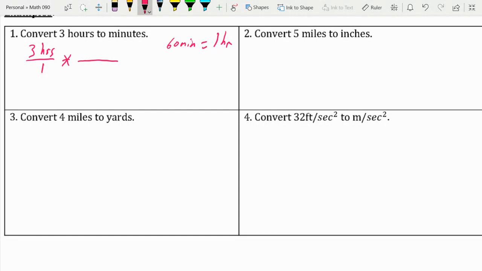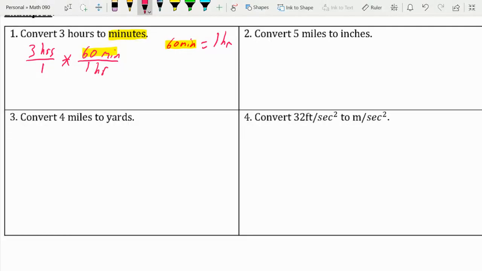Now, what we want to try doing is look at what we're converting to. This is what we're converting to. I want that unit on top. So I'm going to take this side right here, that's 60 minutes, and that's going to go on top. Whatever we're converting to, those minutes, I want that on top. So I'm going to have 60 minutes on top, and if you think about that division bar as an equal sign, is equal to 1 hour.